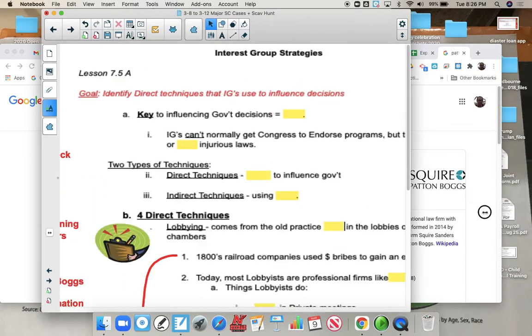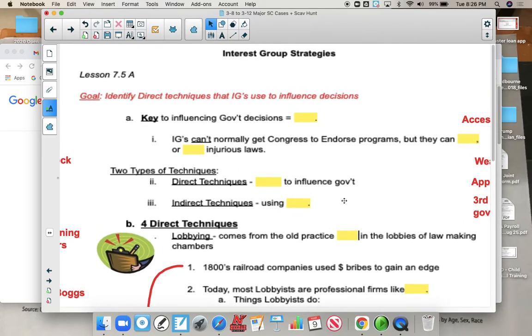Hey boys and girls, in this little lesson, we'll call it Interest Group Strategies. You're going to learn the first part of the two types of strategies interest groups can use. The goal here is to identify both direct techniques and then later on indirect techniques that interest groups use to influence decisions made in government.